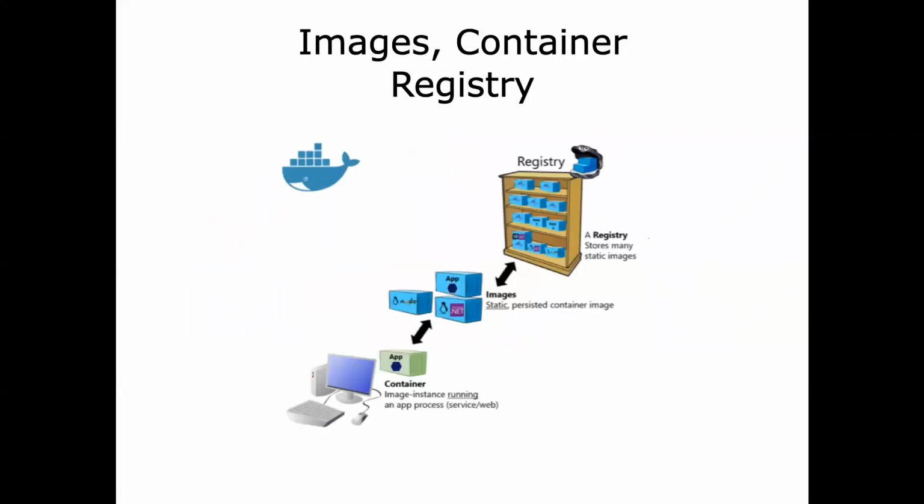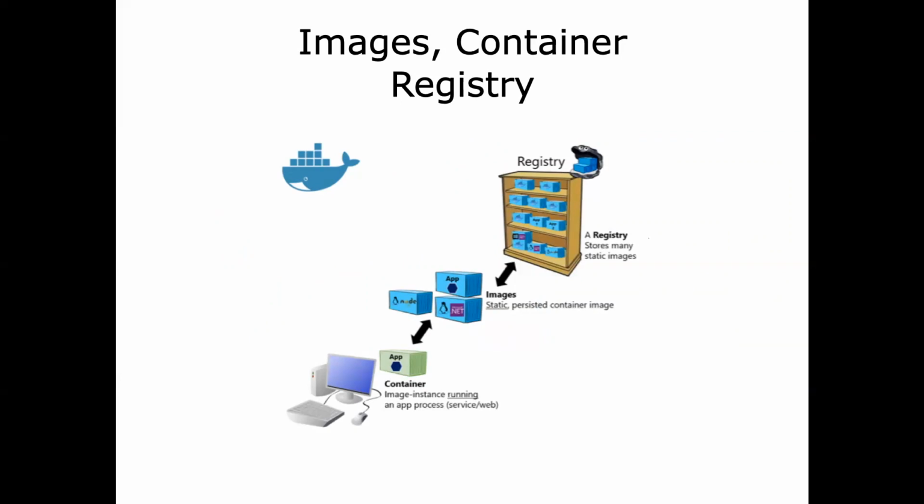Images, container, and registry. What are these three things? We start with images. Images, as it says here, are just a static persistent image, something that looks like what your application looks like. These things will be stored in a registry. Think of it like this big bookshelf here. And during runtime, images become containers.